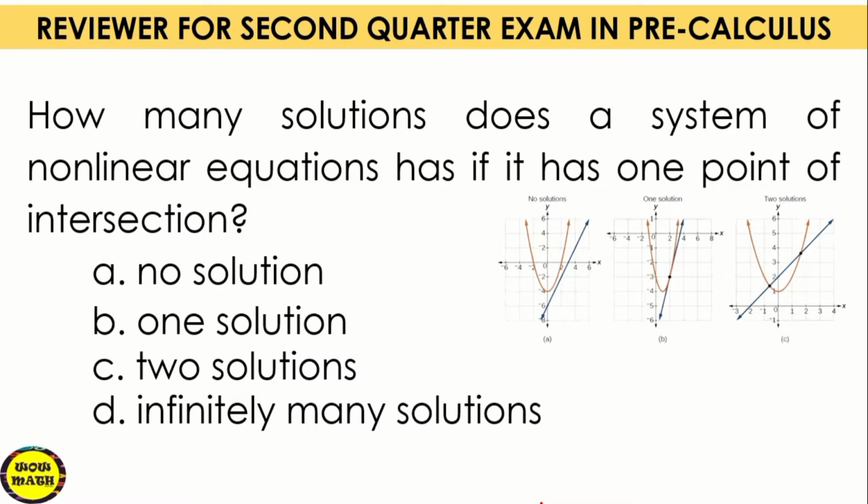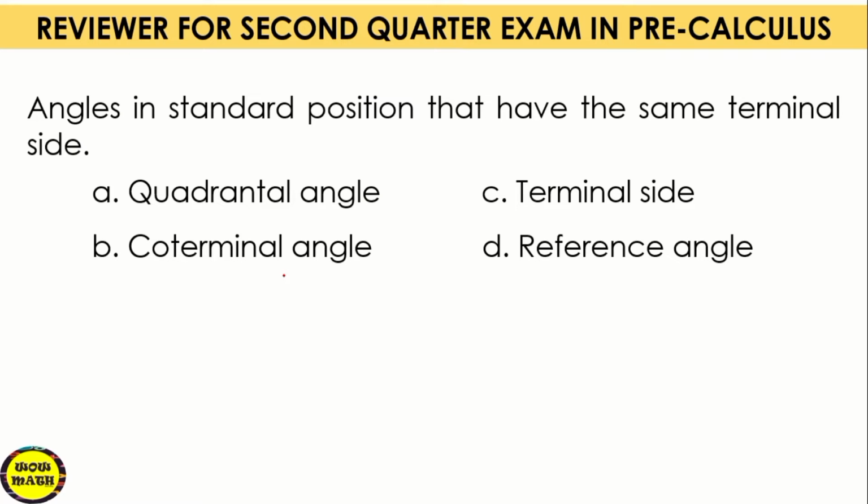So, if we try to check yung graph, kapag no solutions, of course, walang intersection na nangyari. Kapag merong one intersection, ibig sabihin, merong isang solution. If we have two intersections, two solutions ang makuha natin. If we have three, three solutions ang makuha natin, and so on and so forth. So, here, the correct answer is letter B.